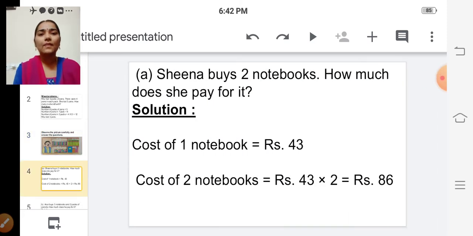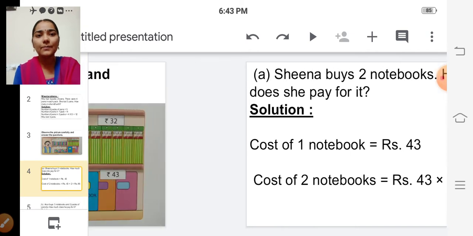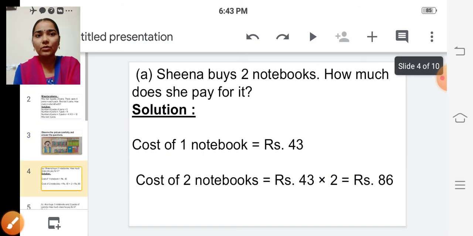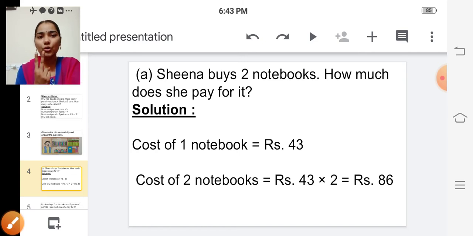First question. Sheena buys 2 notebooks. How much does she pay for it? So Sheena buys 2 notebooks. Okay. So what is the cost of one notebook? It is 43, isn't it? The cost of one notebook is 43. And we have to find out the cost for 2 notebooks.